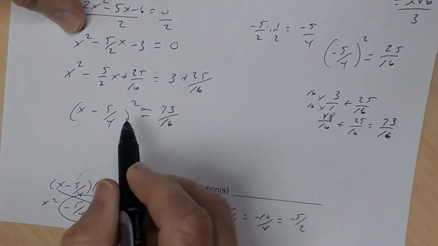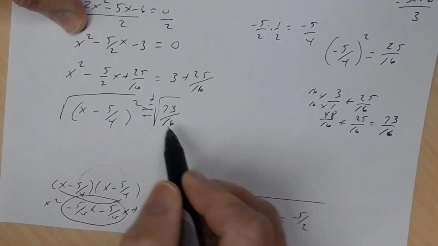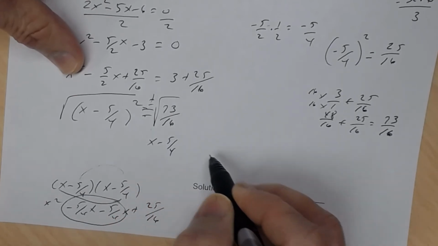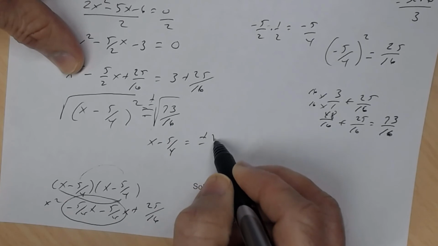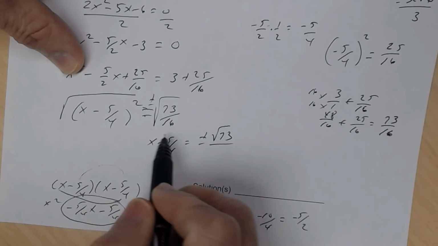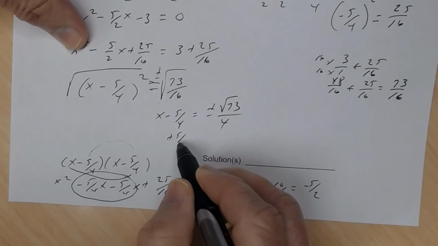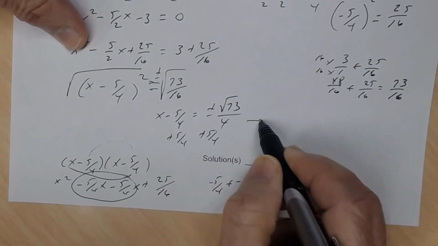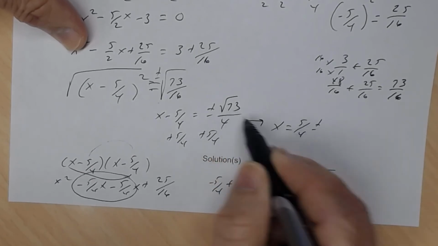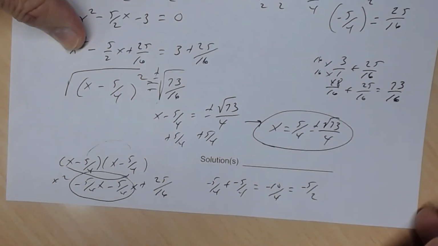And then finally, the next step is to take the square root of both sides. And so you get plus or minus on this side. And so I get x minus 5 fourths is equal to plus or minus the square root of 73 over the square root of 16, but remember the square root of 16 is 4, so that's just a 4 right here. And then one more step when you're done, and that's to add 5 fourths to both sides. And so we get our solution to be x equals 5 fourths plus or minus the square root of 73 divided by 4. And so that's your solution.